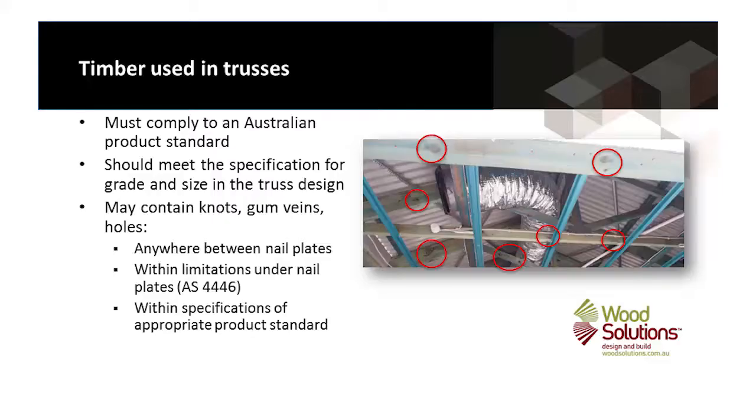Not all members will be the same grade. It may be that some trusses have MGP 12 bottom chords and MGP 10 web chords in the middle of the truss, so that the particular grades must be appropriate for the elements that are used in that truss.